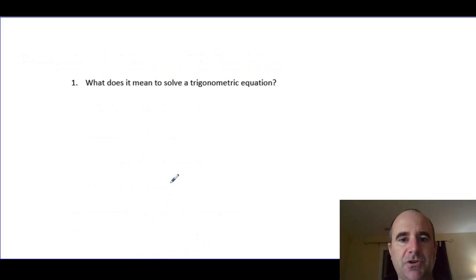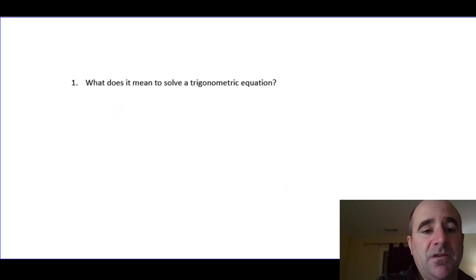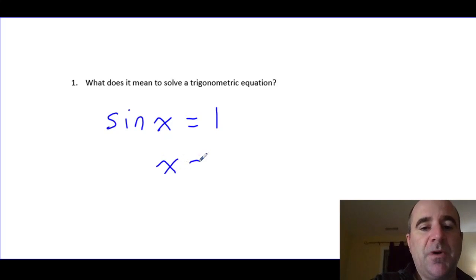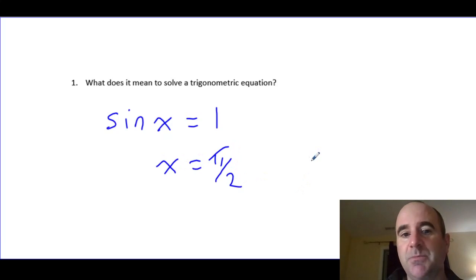So what does it mean to solve a trigonometric equation? Well, anytime you solve an equation in math, you're looking for the value or values of an unknown variable. In order for it to be a trigonometric equation, that unknown variable has to be inside either a sine, cosine, or tan ratio. An example that you're quite familiar with is finding the sine of x equal to 1. Of course, the only solution for that between 0 and 2 pi would be pi over 2 or 90 degrees. So that's a very simple trigonometric equation.